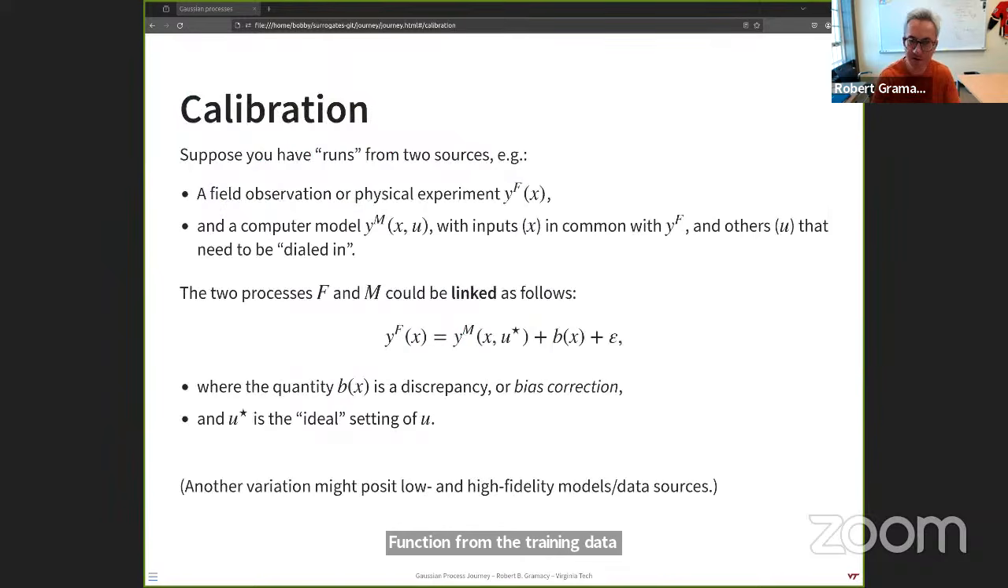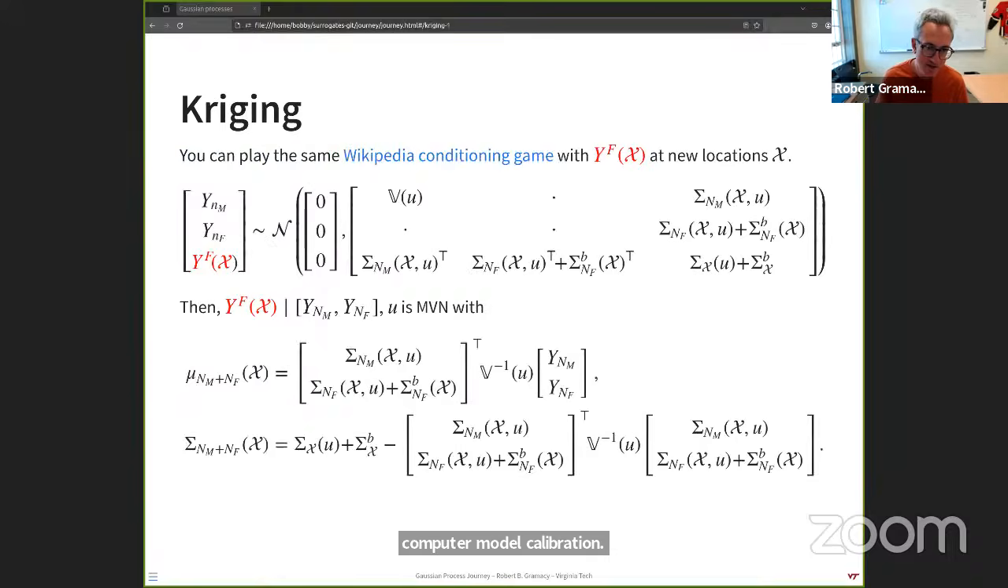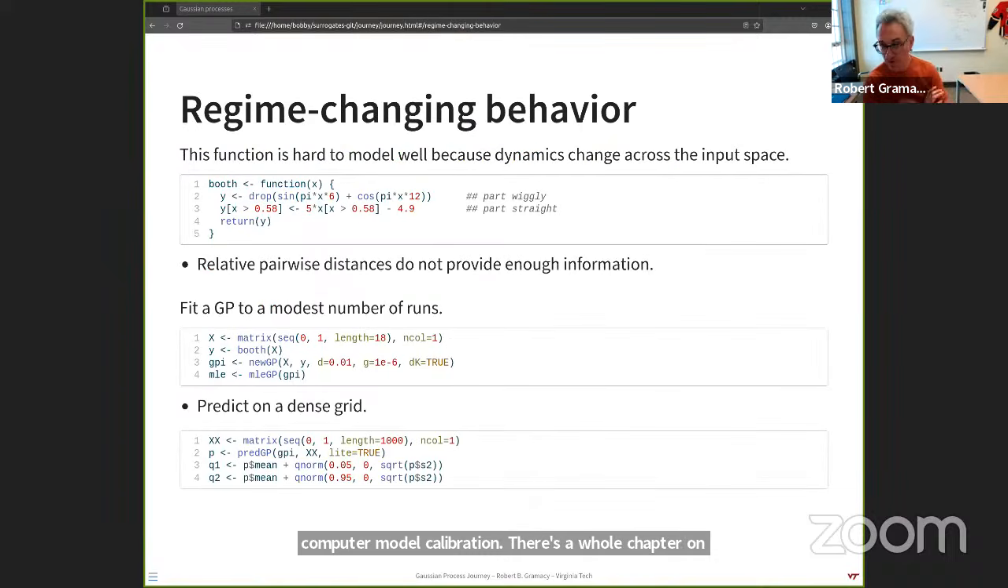All right, here are the slides I usually skip. This is on computer model calibration. There's a whole chapter on this in my book, but I'm looking at the time, and I want to get to a cooler thing, I think.